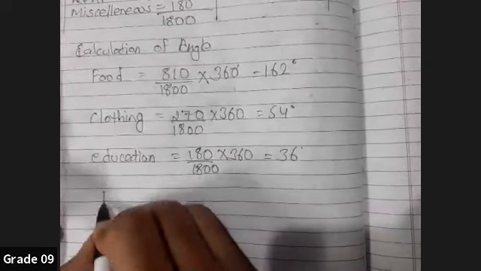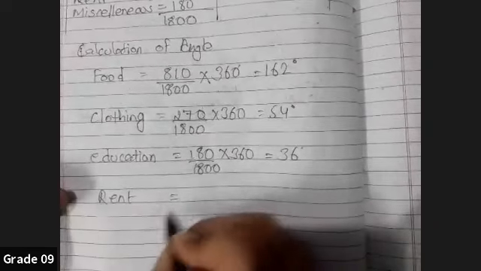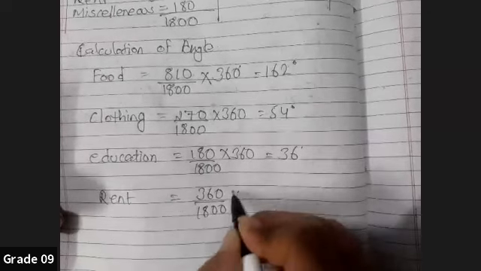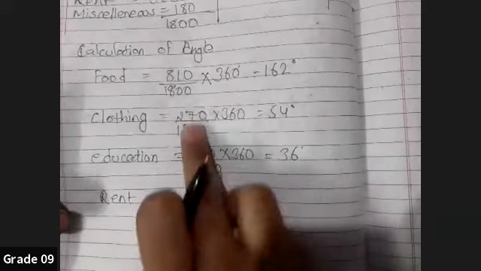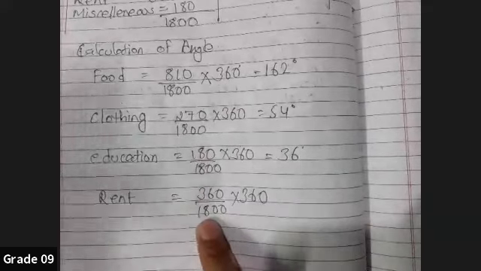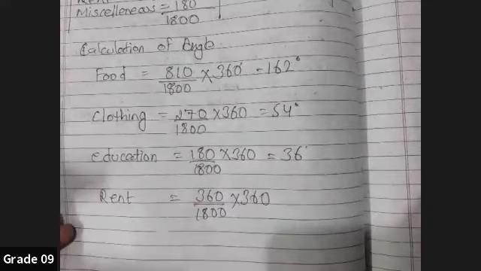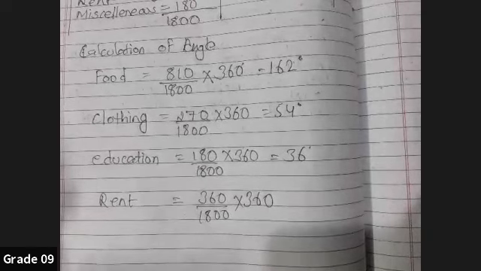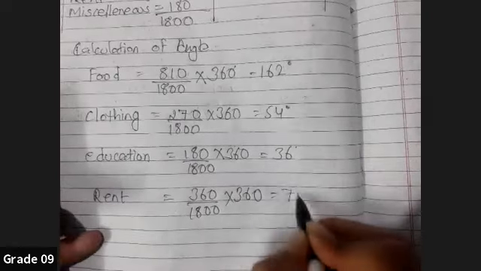Education is also done. Now rent equals 360 by 1800 into 360. Okay, you can note down 1800 every time. Why? Because it's the total value. Some of you might not have noticed that, that's why I'm telling you. Okay, this has become 72 degrees.